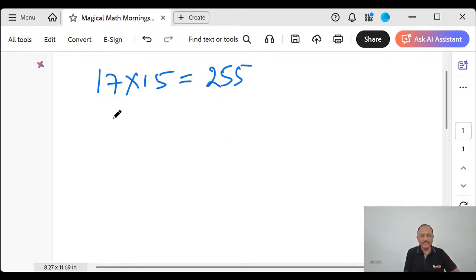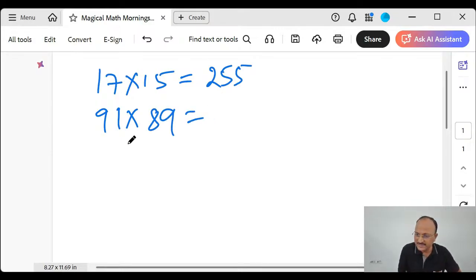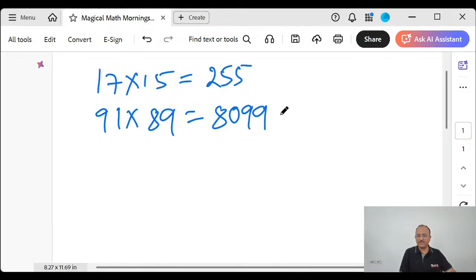Let's take 91 into 89. Find out this. 91 into 89. The middle number is 90. So 90 square minus 1. A little bit of practice makes our brain sharper. Yes, it is 8099, because 90 square is 8100. You just reduce one, 8099. Okay, I think there was a typing mistake. You missed 99. It's okay, but your answer is correct.